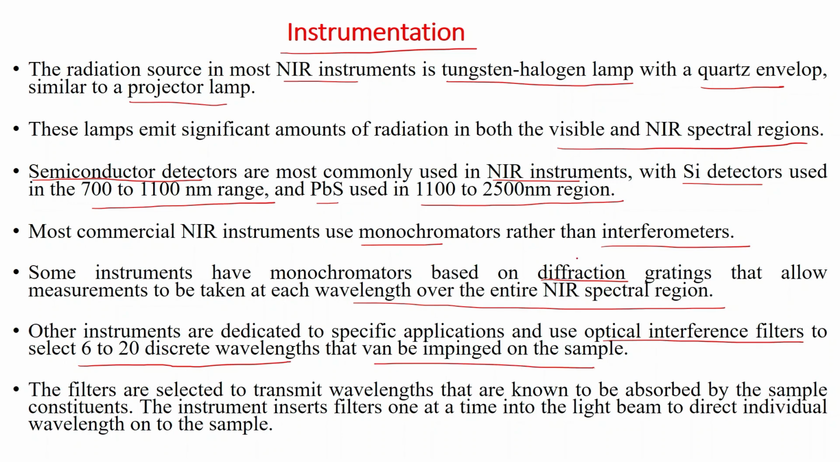Now actually the diffraction gratings are mostly used, not the interference filters. The filters are selected to transmit wavelengths that are known to be absorbed by the sample constituents, so we know that the wavelength will be absorbed by the sample and accordingly we choose the filter, and the instrument puts the filters one at a time into the light path to direct individual wavelengths onto the sample. Obviously these are traditional systems and are not used much more, so mostly the diffraction grating is used. And if you compare monochromator and interferometer, it is the monochromator which is mostly there in these types of instruments.